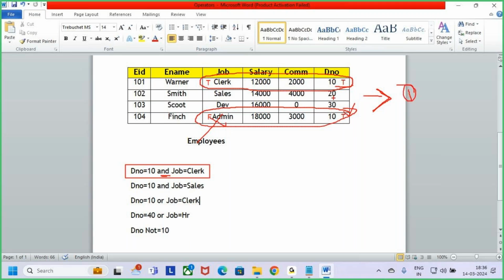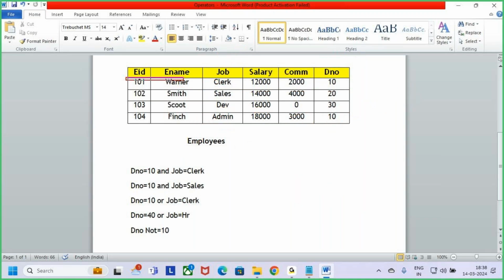So as I said, this is my first condition and this is my second condition. In the AND operator, between these two conditions, what's the operator I'm using? AND. In the AND operator, the output is true only if both the conditions are true. Here the first condition is true, and the second condition is also true, so we'll get this row in the output. Here the first condition is true, but the second condition is false, so we don't get this row in the output. So we'll get only one row in the output.